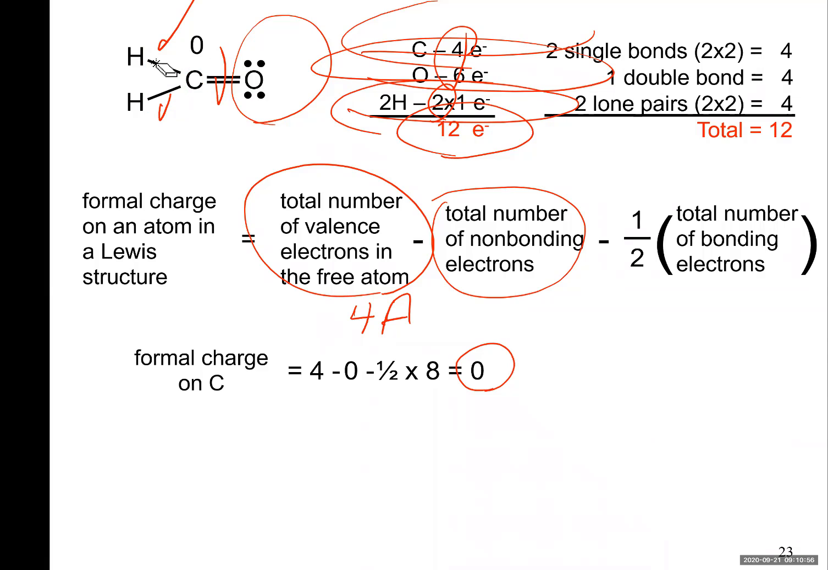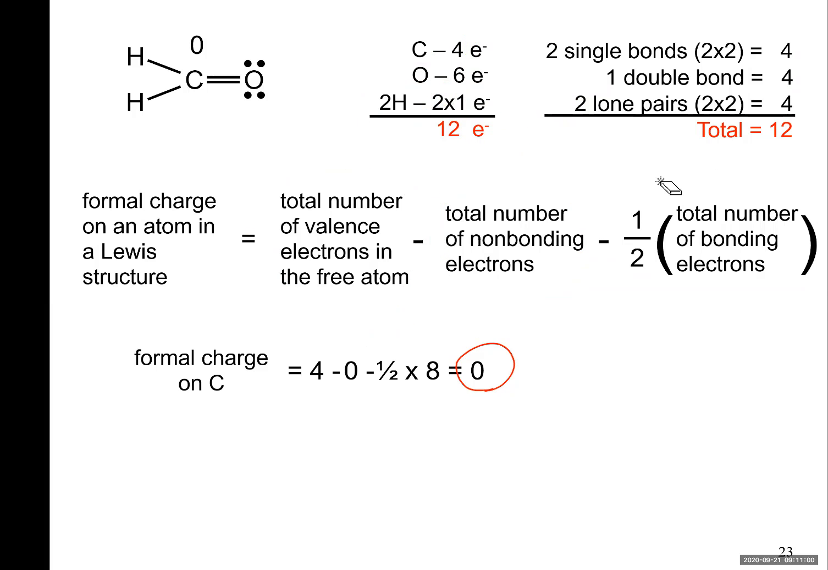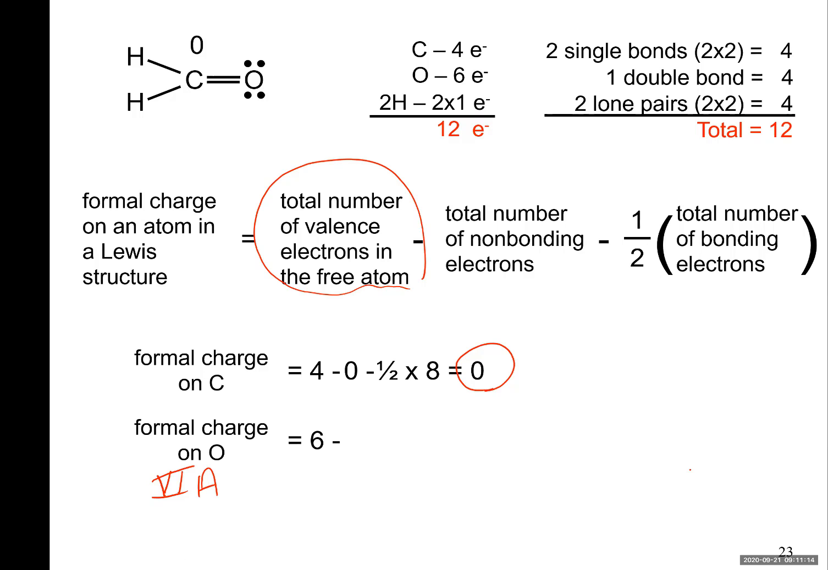So let me erase this so you can see better. Oxygen: what is the total number of valence electrons in oxygen? What group does oxygen belong to? Is it 6A? Can I say 6 valence electrons in oxygen? Minus total number of non-bonding electrons in oxygen. Can I say there are 2 non-bonding electrons, 2 non-bonding electrons, a total of 4? So can I say non-bonding electrons are 4?